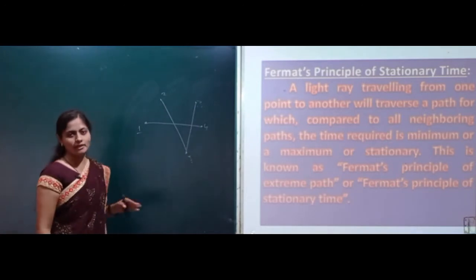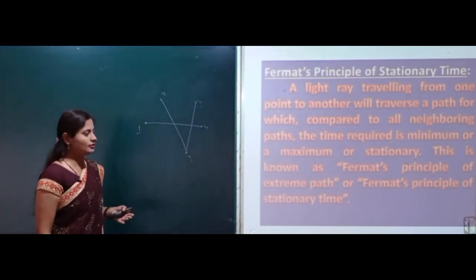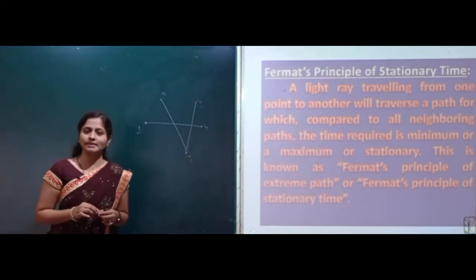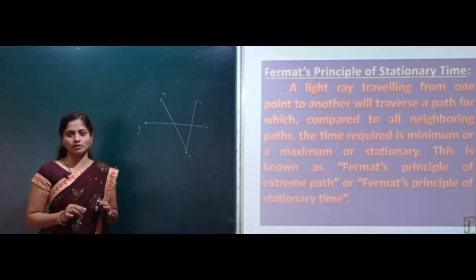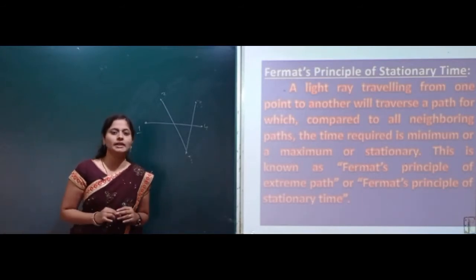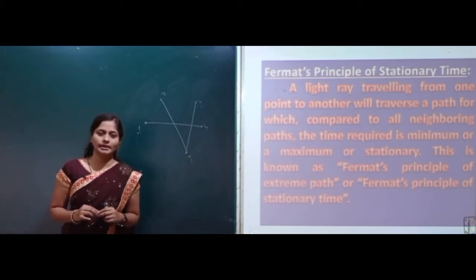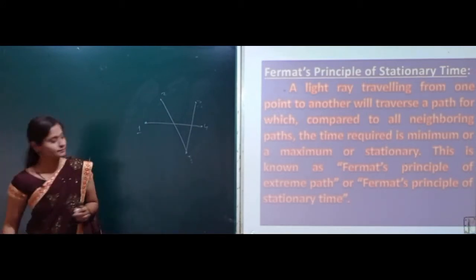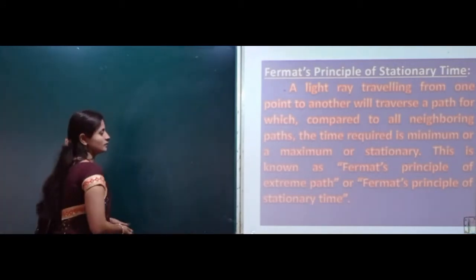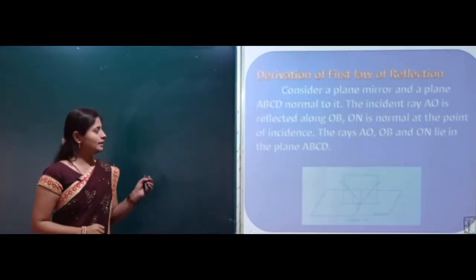Next, it requires minimum, maximum or stationary time. That is known as the Fermat principle of extreme path, or the Fermat principle of stationary time. Got it? So this is the Fermat principle of stationary time. So next we will see the derivation of the first law of reflection.